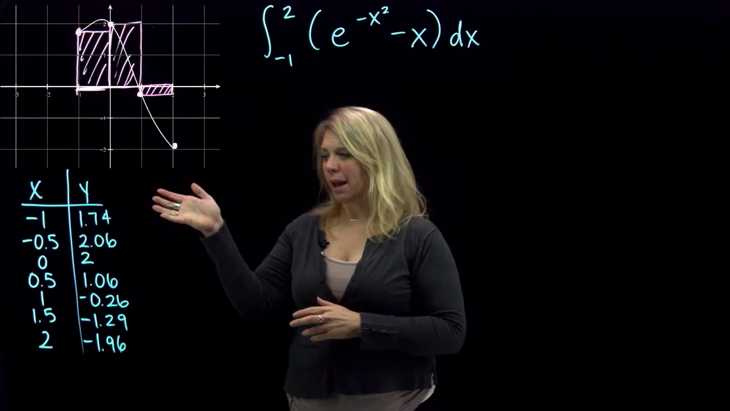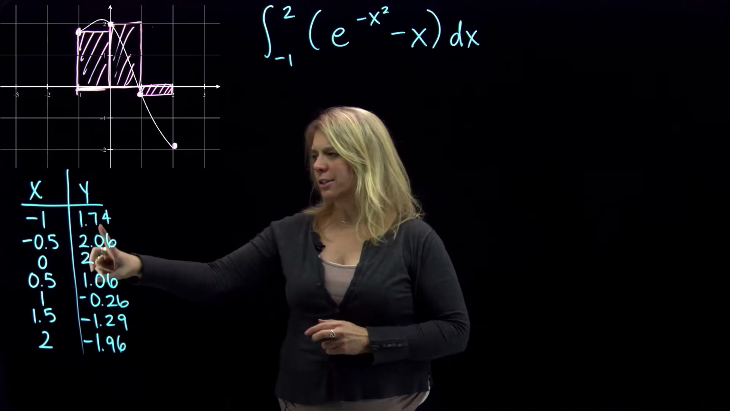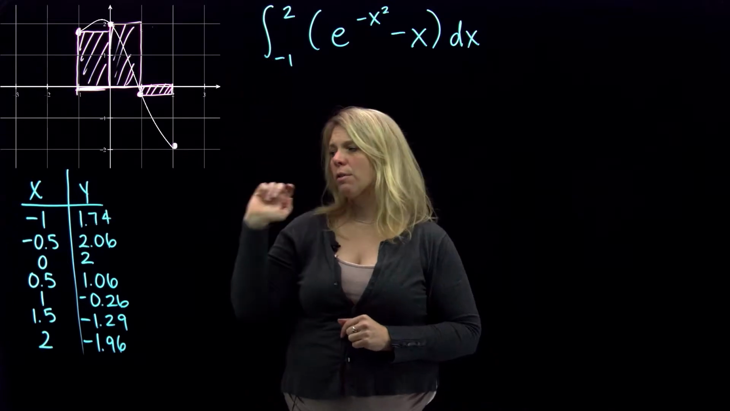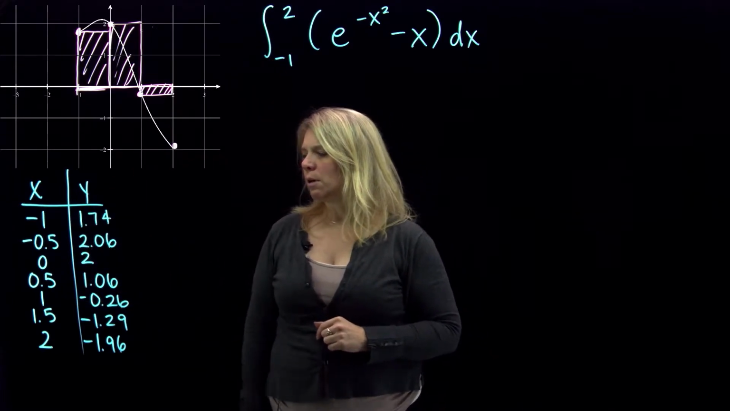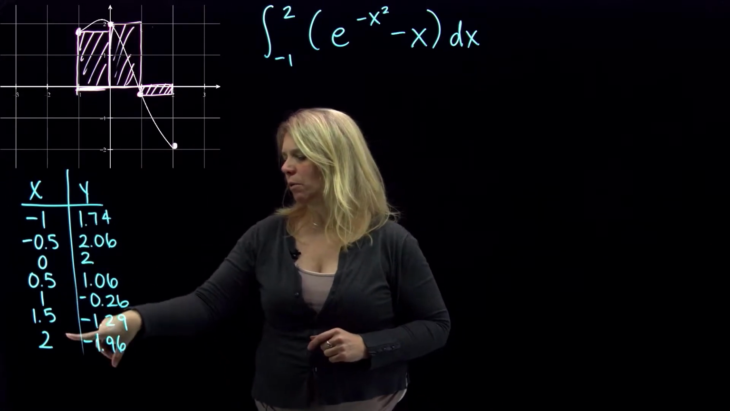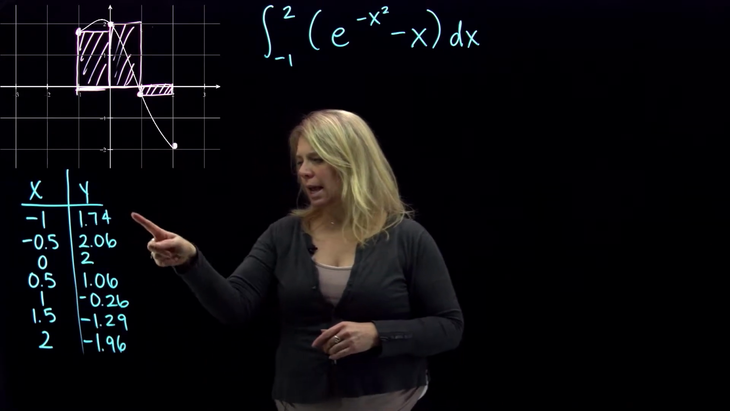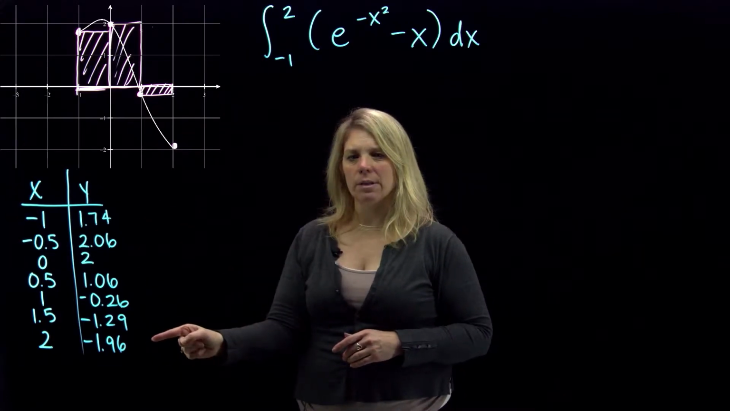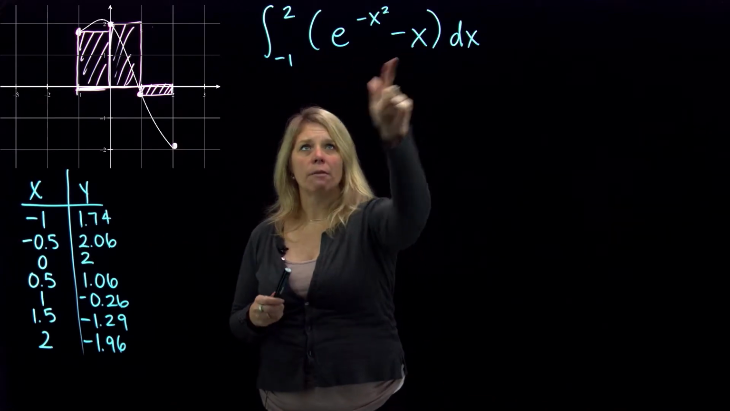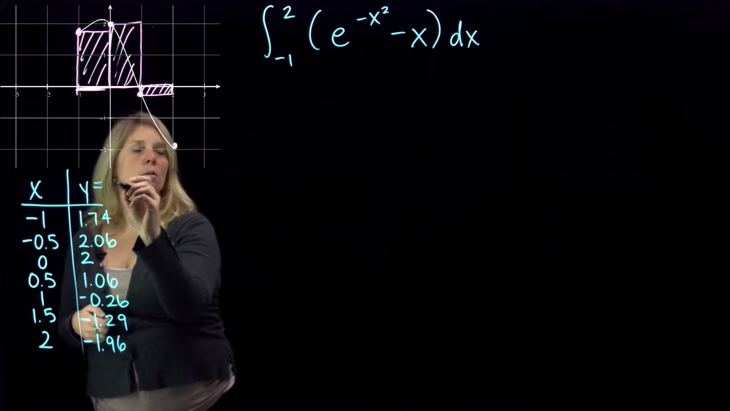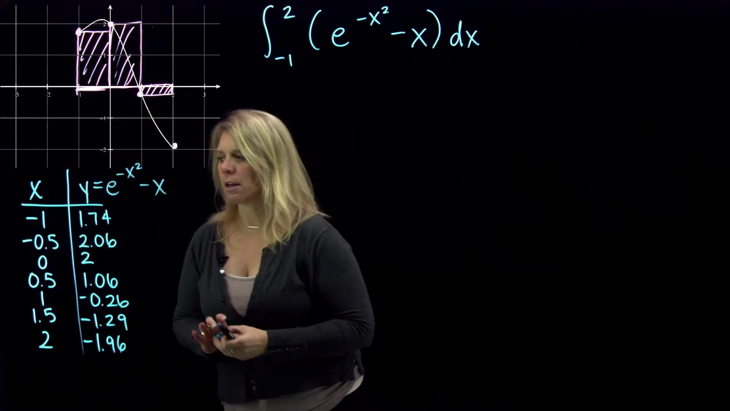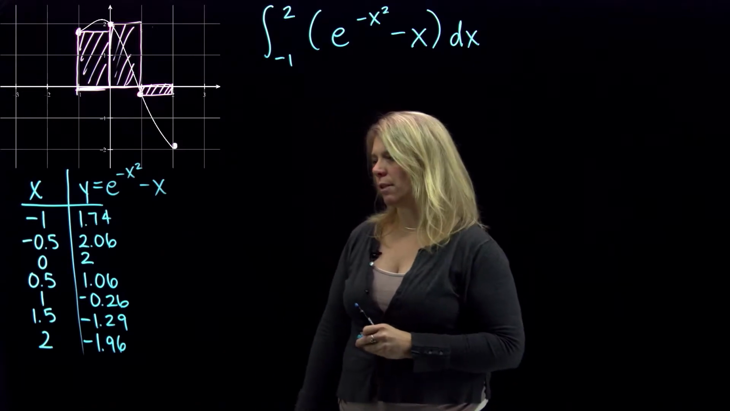Okay, so I made a table of values. I just chose some x coordinates from -1 to 2, and I chose a couple of decimal places in between, halfway between -1 and 0, halfway between 0 and 1, and halfway between 1 and 2. And I have approximations for the y values here from my function at each of those points. Those y values came from just using my function equation, y equals e to the negative x squared minus x. And I just used my calculator to get some decimal approximations for these y values.